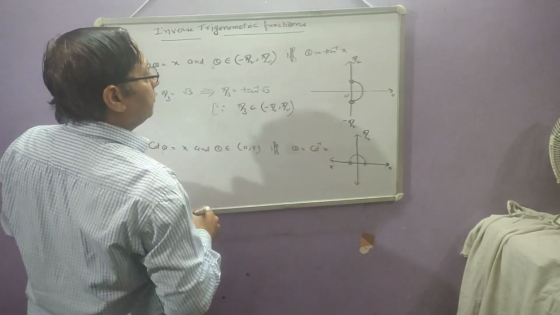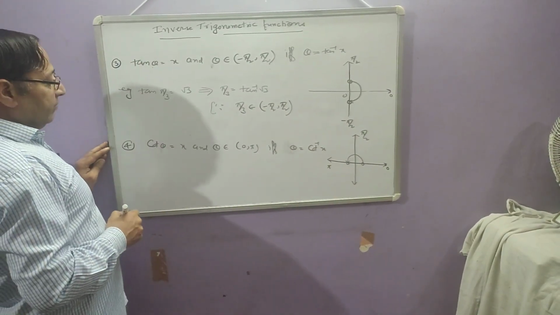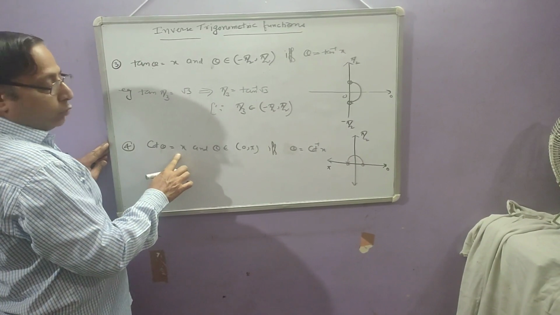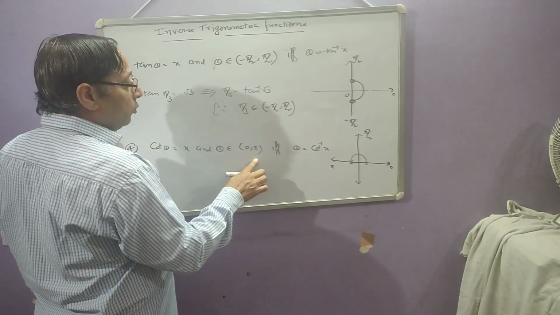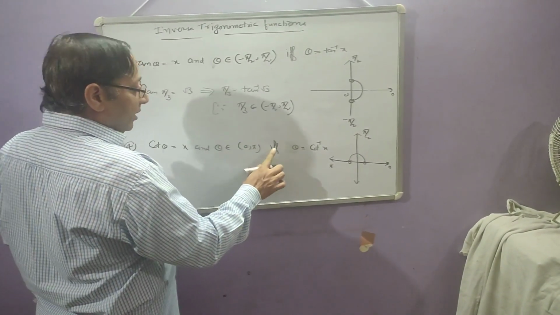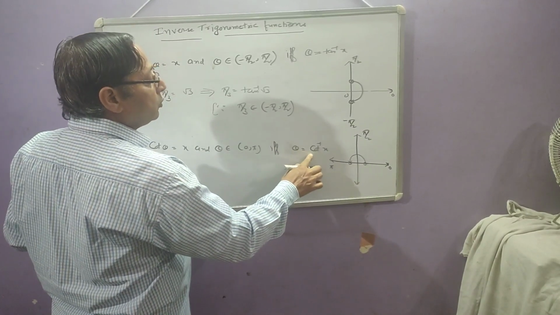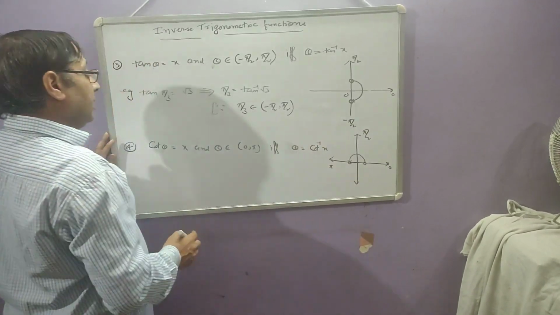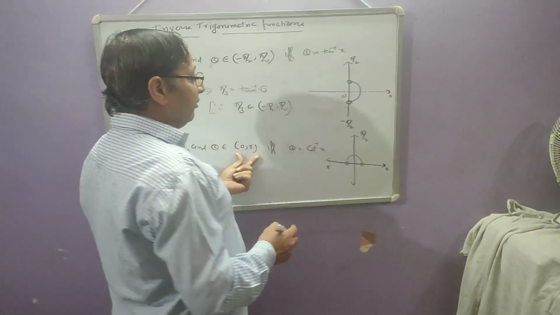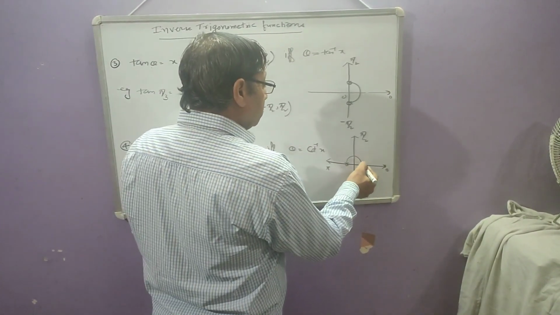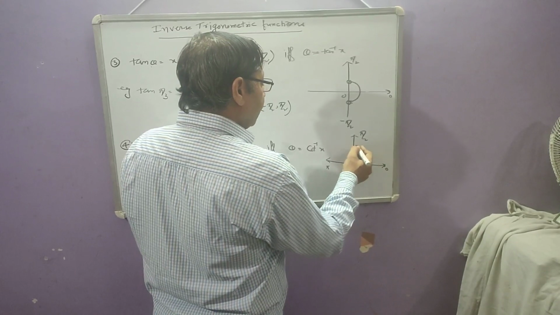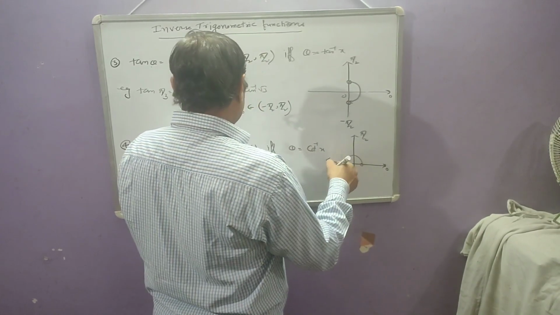Now in the same way, cotangent theta is equal to x and theta belongs to the open interval 0 to pi if and only if theta is equal to cotangent inverse x. Now here the interval is open from 0 to pi. It includes the first quadrant as well as second quadrant in the positive direction.